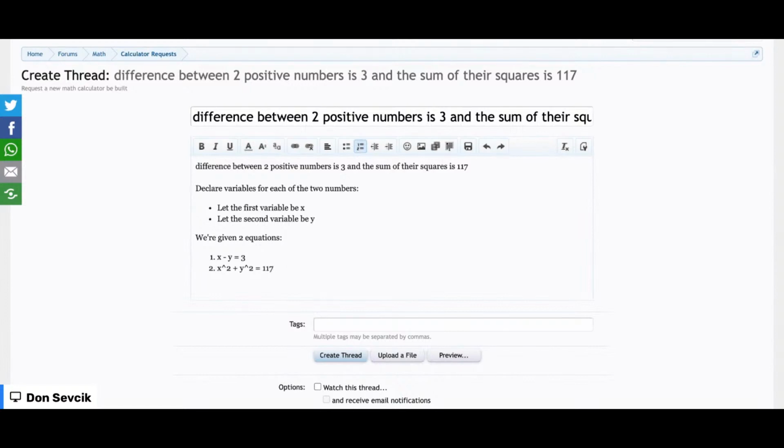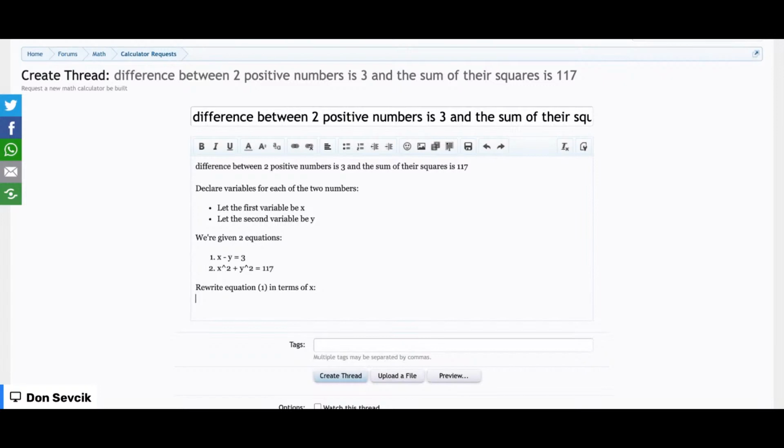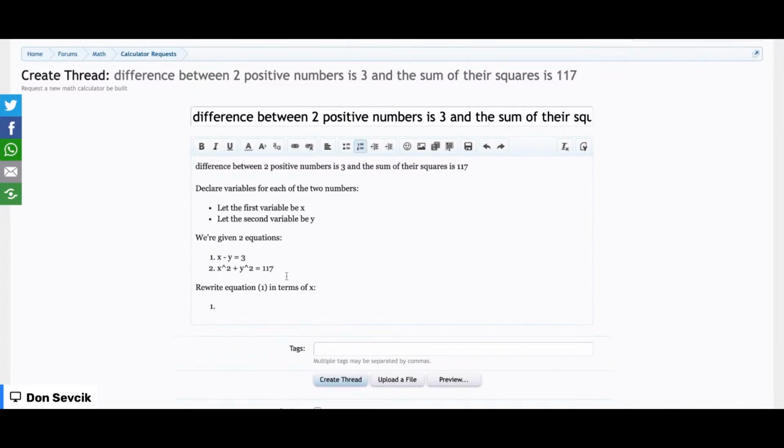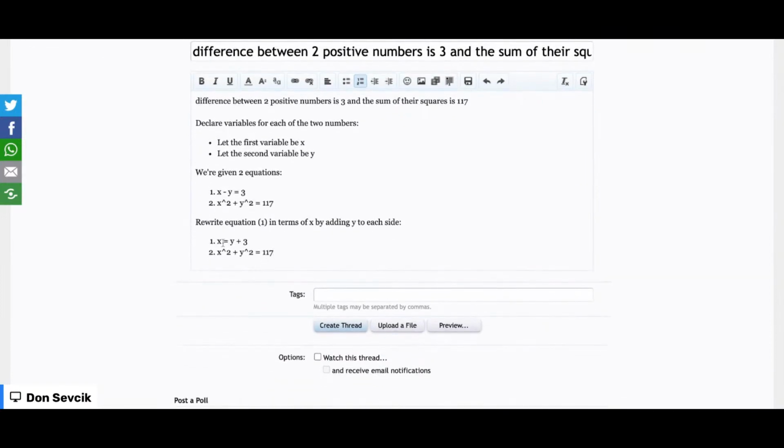Well, rewrite equation 1 in terms of x. If I add y to each side, I've got x minus y plus y equals 3 plus y. The y's cancel, so I've got x equals y plus 3, right? All I'm doing is just rearranging the equation. It's still the same equation, just rearranged. Why am I doing that? Because I want to get a variable in terms of another variable.